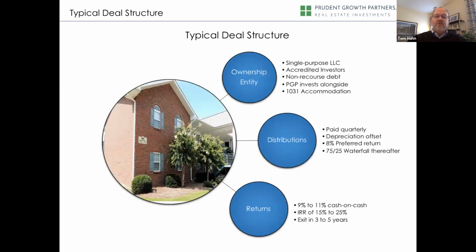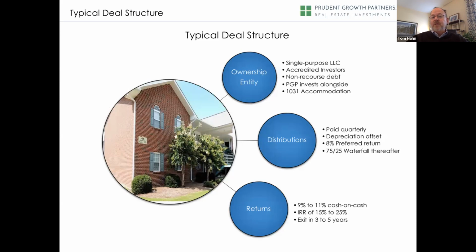Our typical deal structure, and this is the case with any kind of syndicated deal, we have an owner, we'll buy a property, we'll find a property, an apartment community, let's say. Our ownership entity will be formed. Single purpose LLC, we tend to work with accredited investors only. It's all non-recourse. We're always investing alongside. We can work with people that have 1031 money to invest.